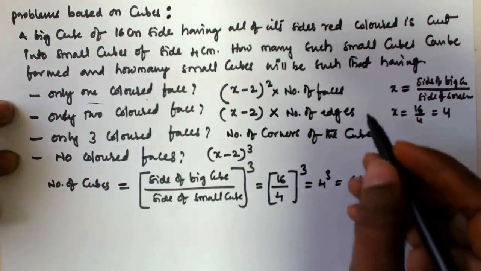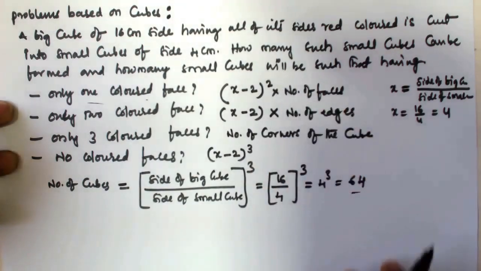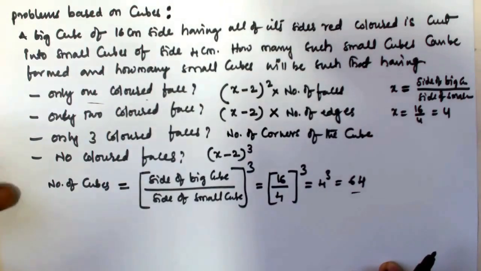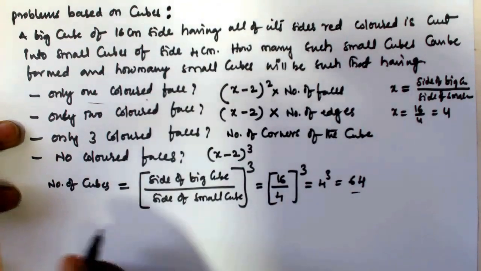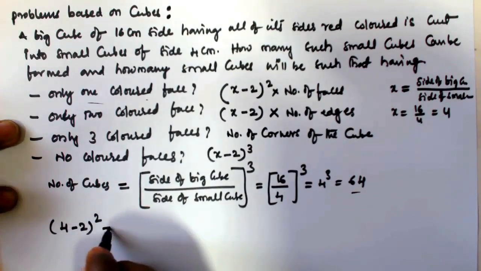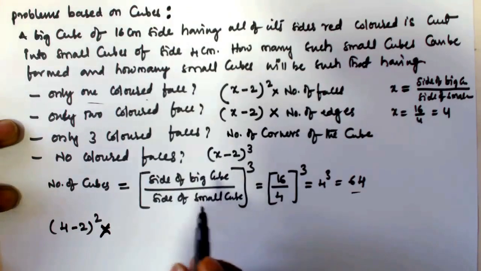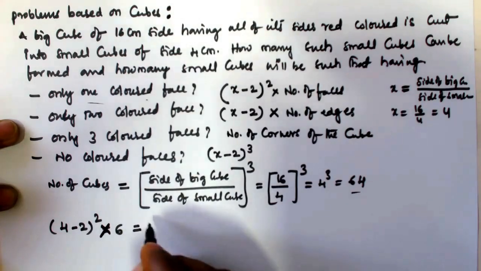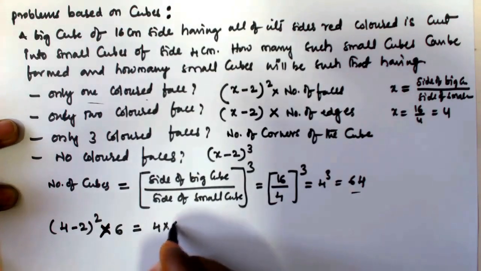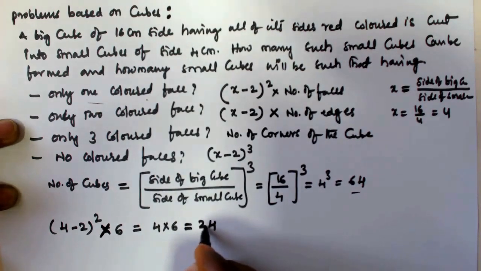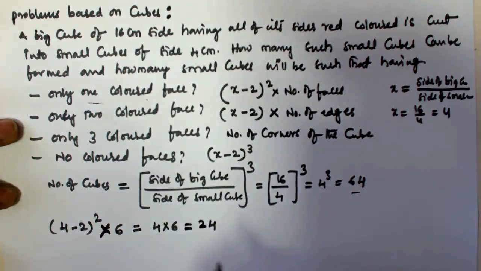This one. So now x minus 2 whole square into number of faces. Okay, so we substitute the value. Only one colored face: x is 4, so 4 minus 2 whole square into number of faces. How many faces are there in the cube? In the previous video I told you 6 faces are there. So this is 2 square, that is 4, into 6, which is 24. That means 24 cubes are going to have only one colored face.